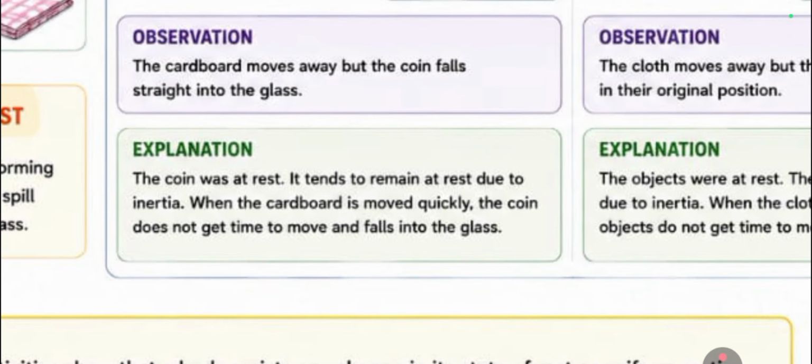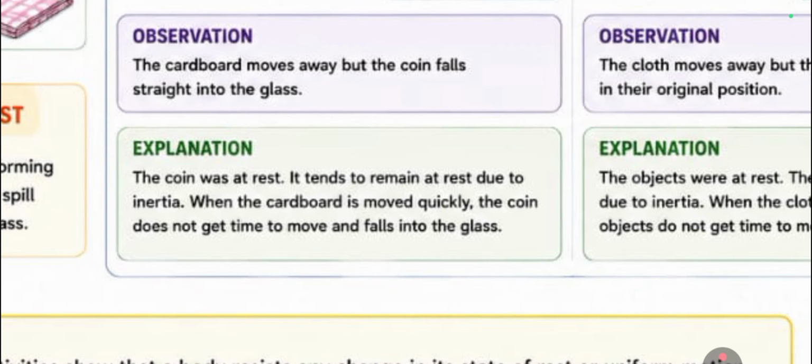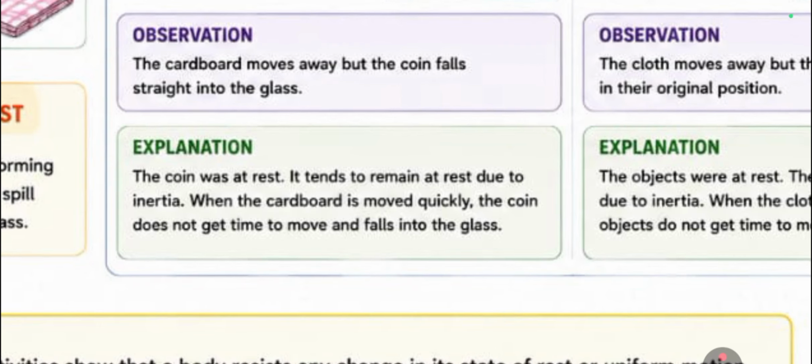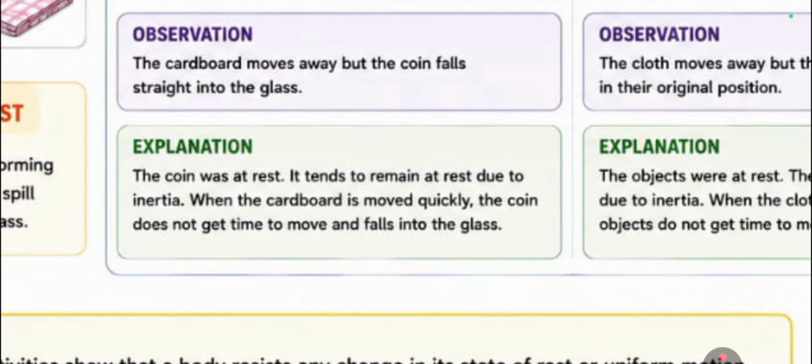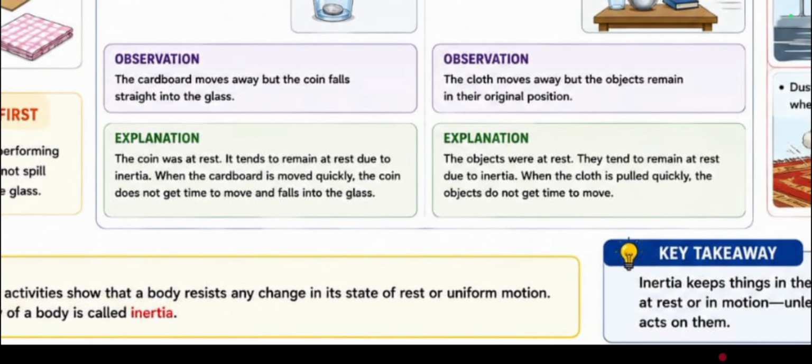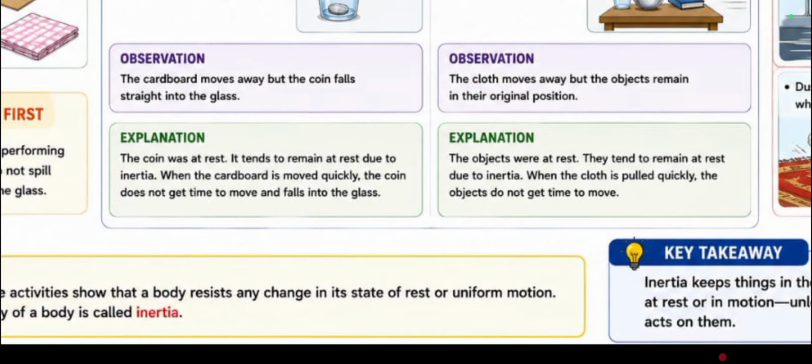The coin was at rest. It tends to remain at rest due to inertia. When the cardboard is moved quickly, the coin does not get time to move and falls into the glass. In the second case, the objects were at rest. They tend to remain at rest due to inertia. When the cloth is pulled quickly, the objects do not get time to move.